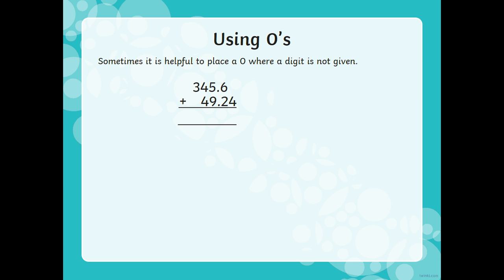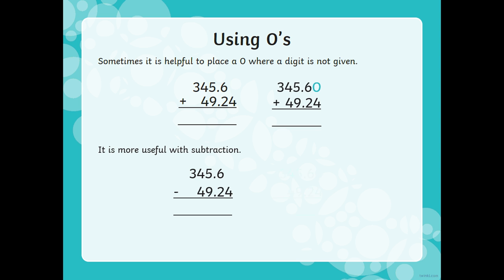Another useful tip is using a zero. So sometimes you will be given a sum like this, 345.6 add 49.24. You can add the zero where a digit is not given, just to help you with your adding. And in particular, it's more useful with the subtraction. So we would add a zero.